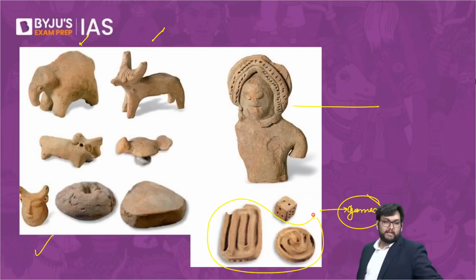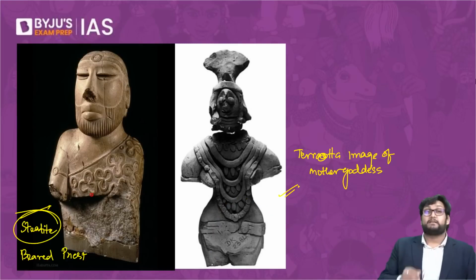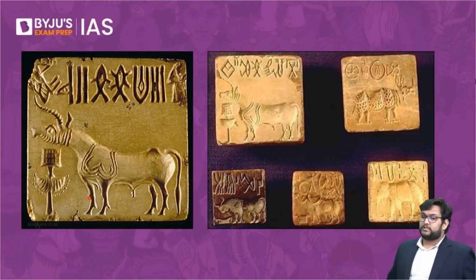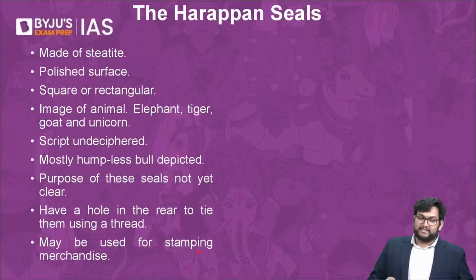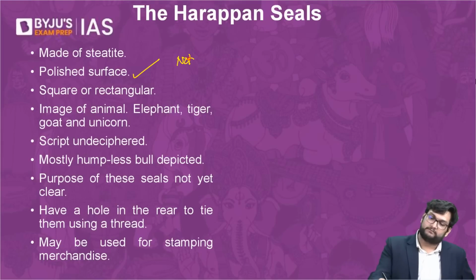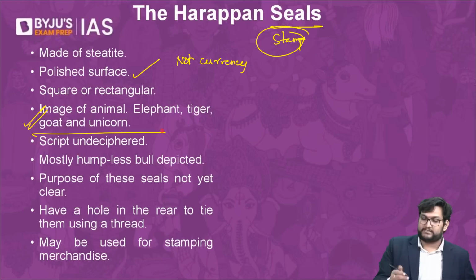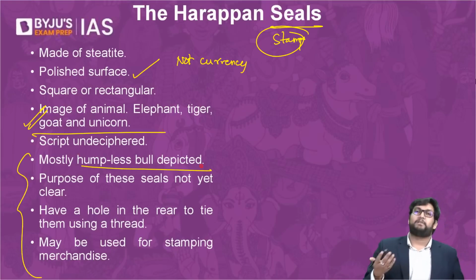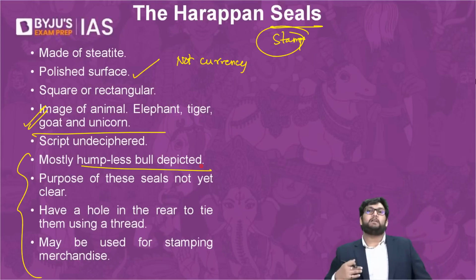Now, steatite could be used to make something like this, but steatite has one more use, and that use is to make seals. These are called seals. Now, these seals are not currency. They are rather stamps which used to represent different objects and different forms of animals. And most common is the humpless bull, which is a very interesting thing. Bulls come with humps today, but when we talk about the evolutionary process, humpless bull was the most common.